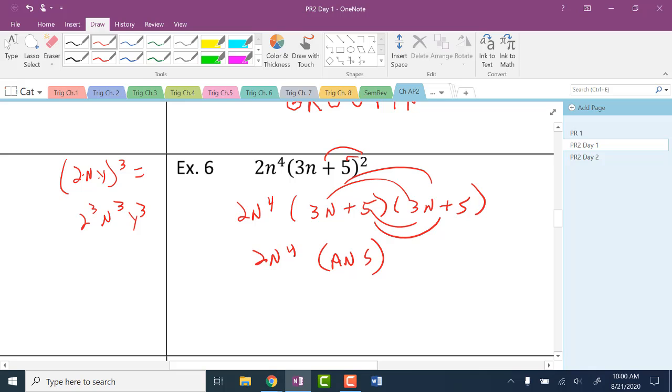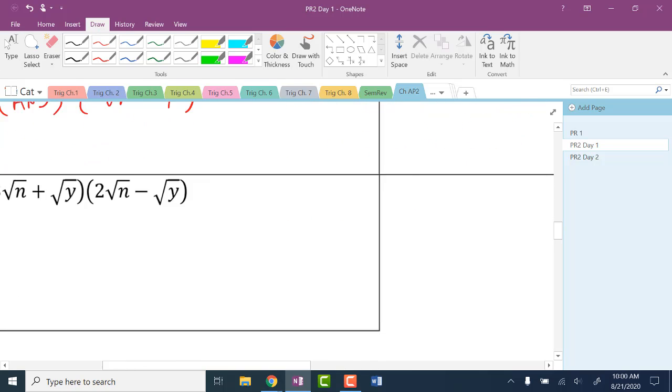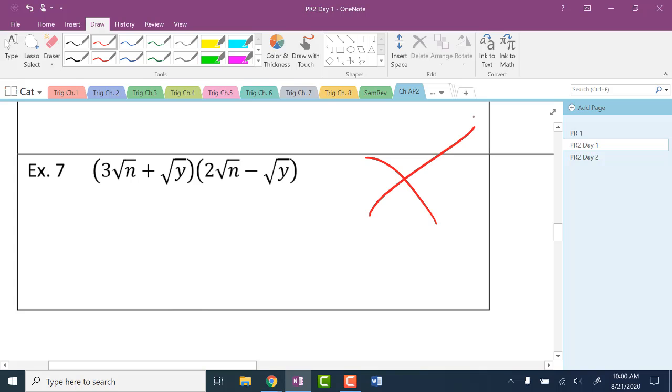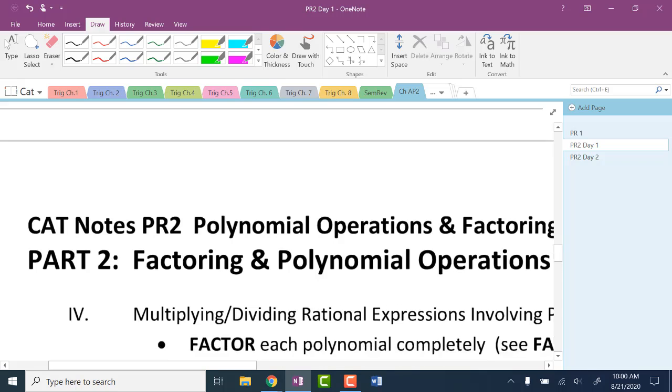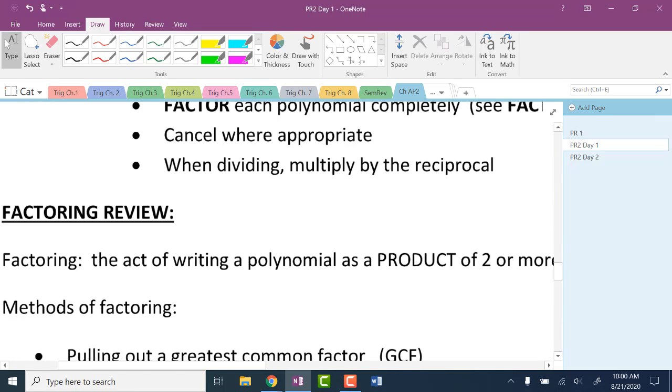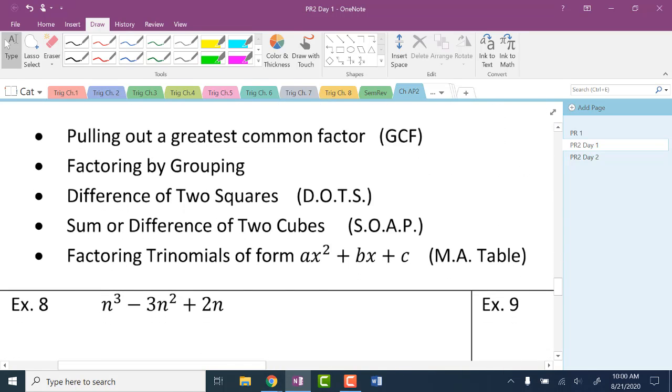That's a PEMDAS thing. You do exponents before you multiply. So you have to multiply after the fact, right? This becomes 9n squared, 15n, and 15n is 30n, and then that's 25, and then you distribute the 2n to the fourth, which I showed you distribution. And I'm going to skip this one. I think I skip it in the homework. If you wanted to come to me and see that, it would only take me a couple minutes to show you how to do that. Probably not even. All right, now the grand factoring page.